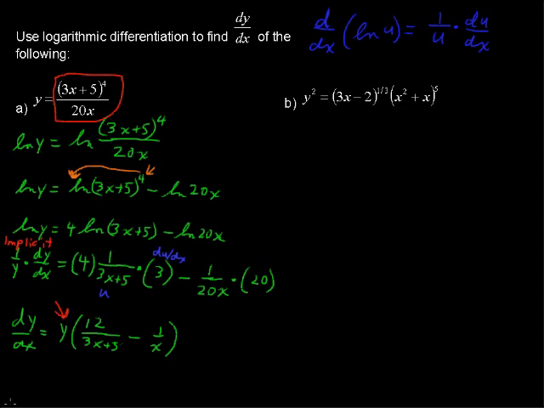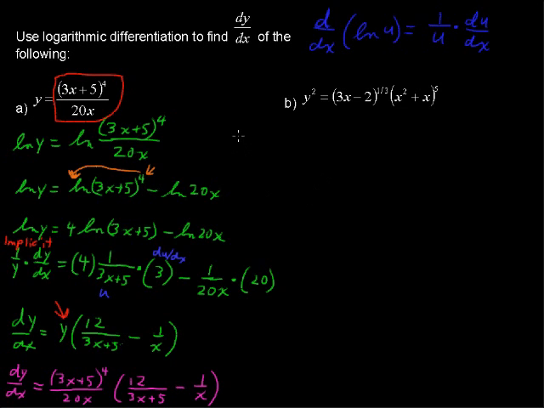So for the last answer, I'll use a different color. I'll say dy/dx, or y prime if you like to write it a little bit shorter. dy/dx equals (3x + 5)^4 over 20x, times 12 over 3x + 5, minus 1 over x. And you may wish to clean that up more, but for now I just want to show that structure, or the process of the logarithmic differentiation.